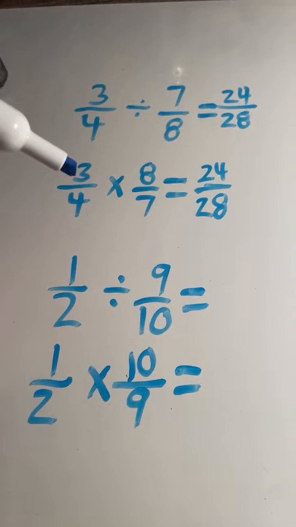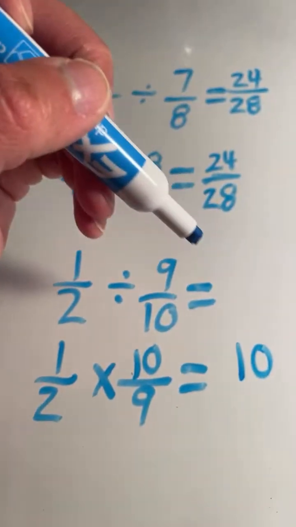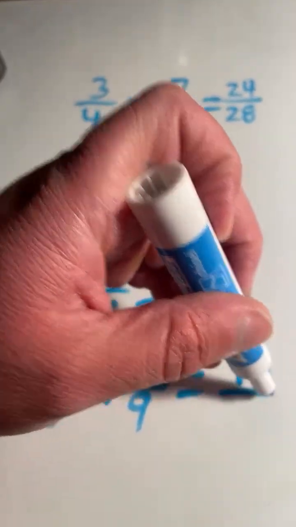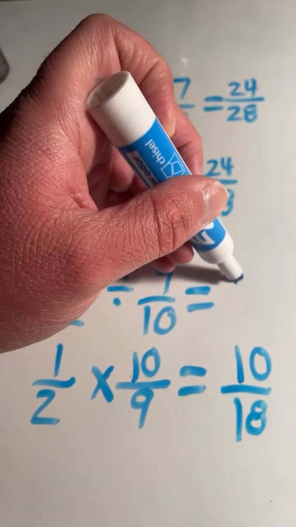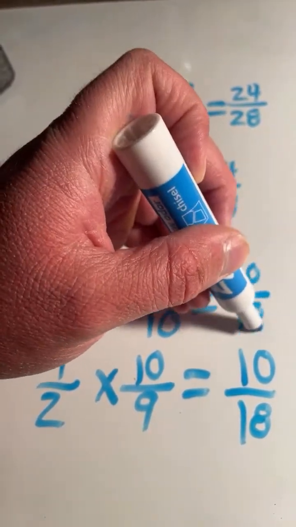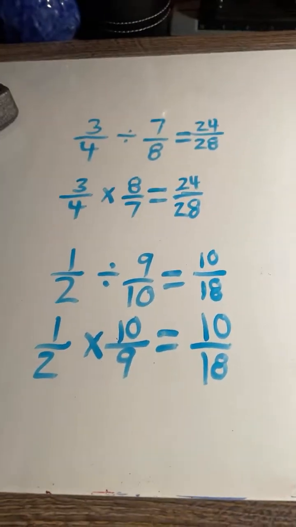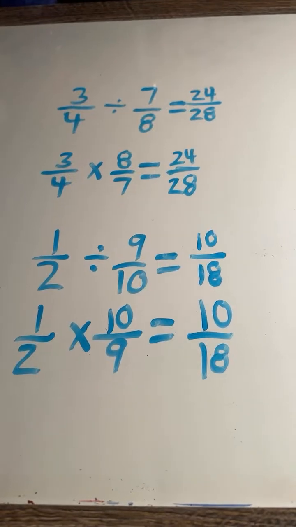So now we have 1/2 times 10/9. 1 times 10 equals 10. 2 times 9 equals 18. And we have our answer. 1/2 divided by 9/10 equals 10/18.